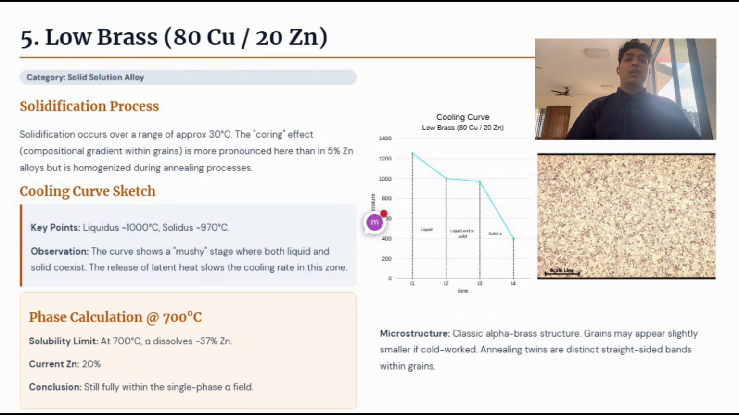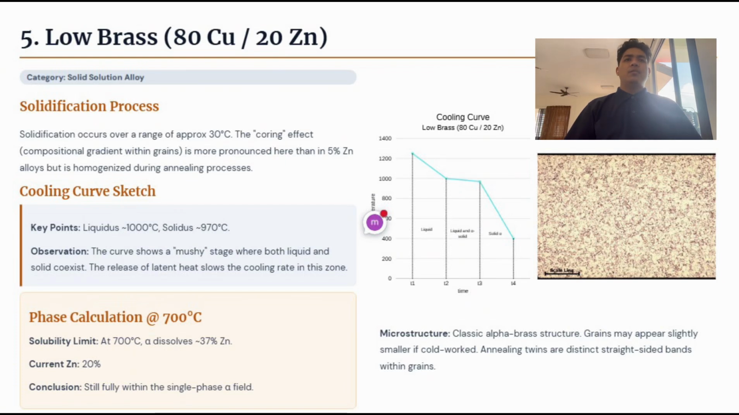So today I want to present about low brass, 80% copper and 20% zinc. This slide presents low brass, which consists of 80% copper and 20% zinc and is classified as a solid solution alloy that exists entirely in the alpha phase. During solidification, low brass solidifies over a narrow temperature range of about 30 degrees Celsius rather than at a single temperature. Within the range, a mushy zone forms where the liquid and the solid alpha phase coexist.